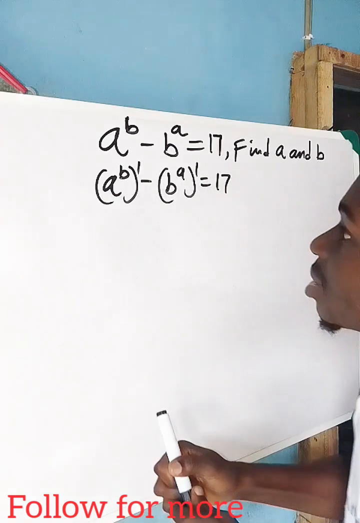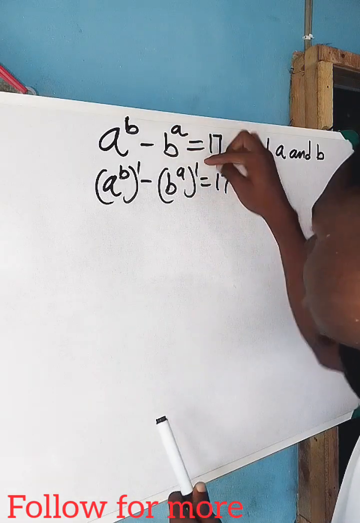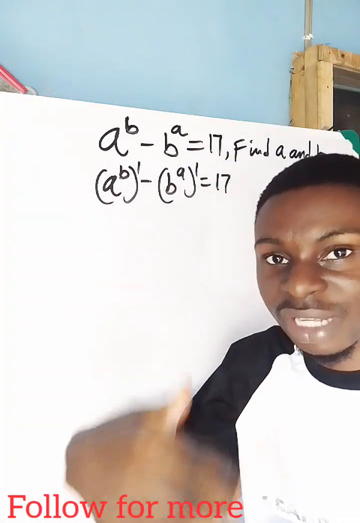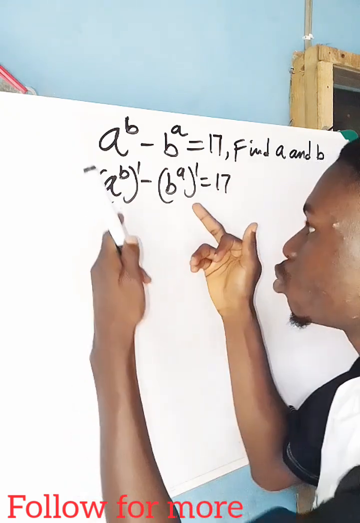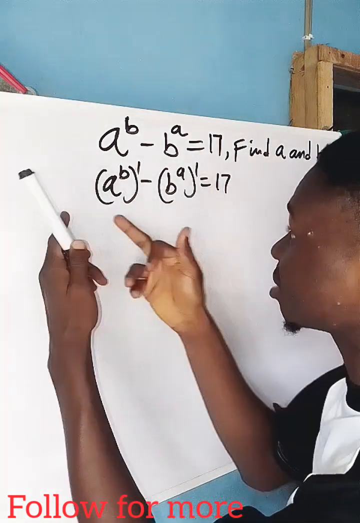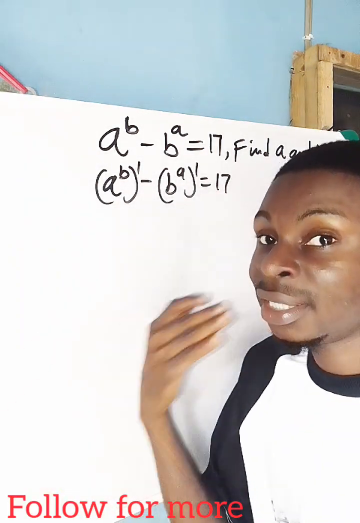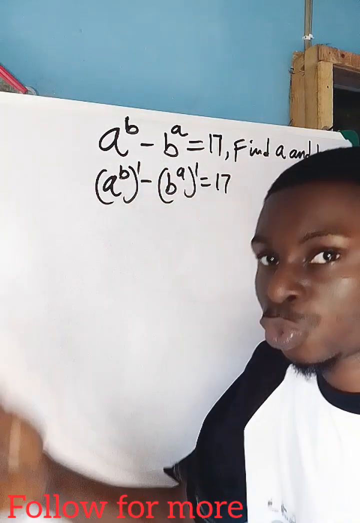So what you are going to do next is that this 1 can be expressed as 2 over 2. Reason, I want to establish a difference of 2 squares. That is why I want to express 1 as 2 over 2.